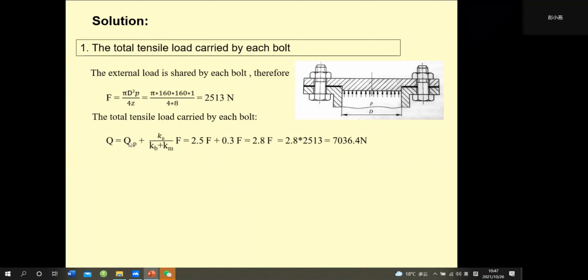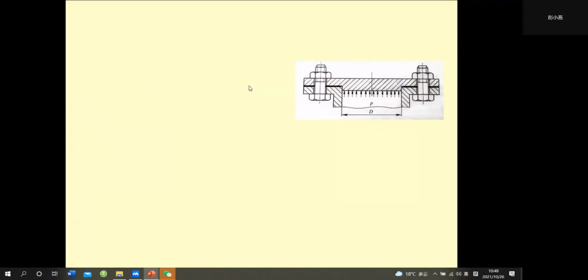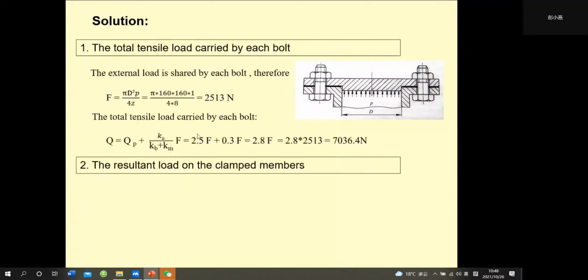We know that the preload is 2.5 times the actual force, and the relative stiffness is 0.3. From the example, this relative stiffness is 0.3. Then we can calculate the total tensile load carried by each bolt, which is this.